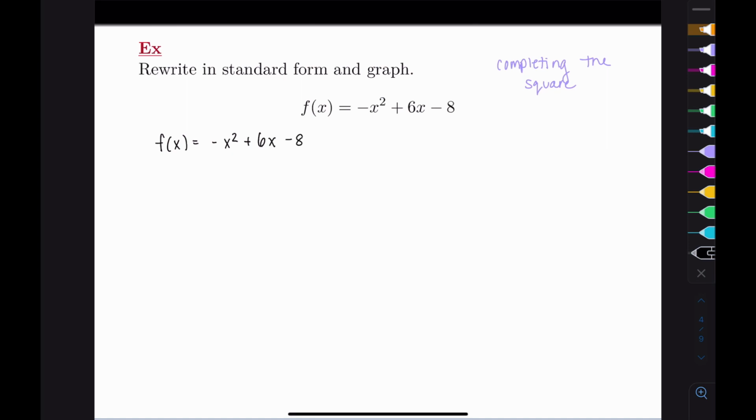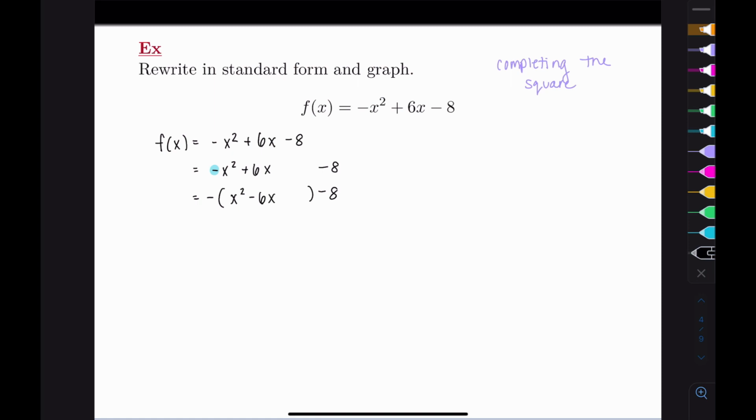So I need to group my x terms. So what I'm going to do is give myself a little bit of space. This minus 8 is just going to be shifting the y in some way. Okay. The next thing you need to do is factor out the coefficient that's attached to the x. So in this case, I need to take the minus sign out of my x terms. And what that leaves us with is x squared minus 6x.